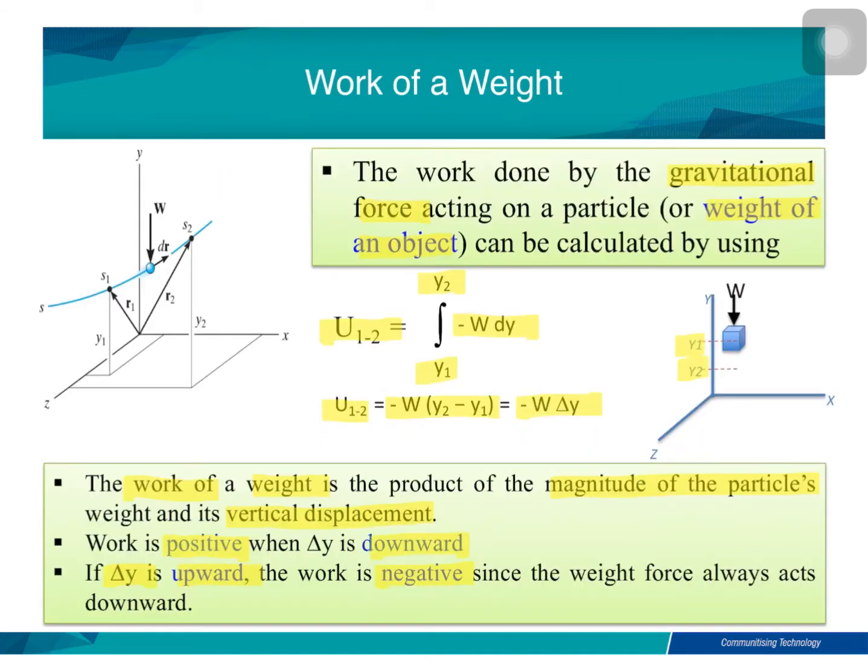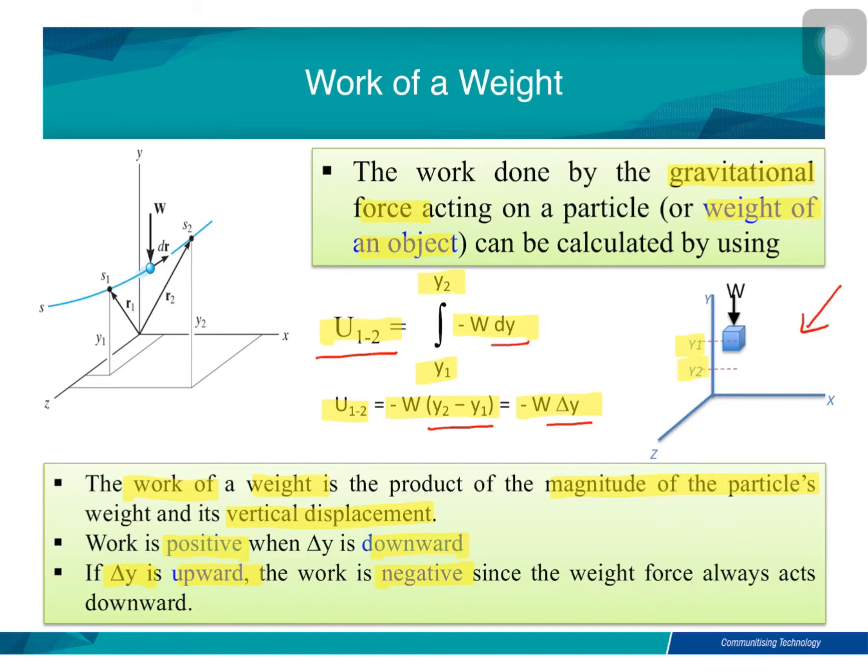Next, the work done by gravity. So we call it the weight of an object. You may refer to this figure. This object is subjected to weight. So the work done from point 1 to point 2 is negative W dy, where dy means the displacement in vertical. From point 1 to point 2, the delta y, the vertical displacement, is equal to y2 minus y1.